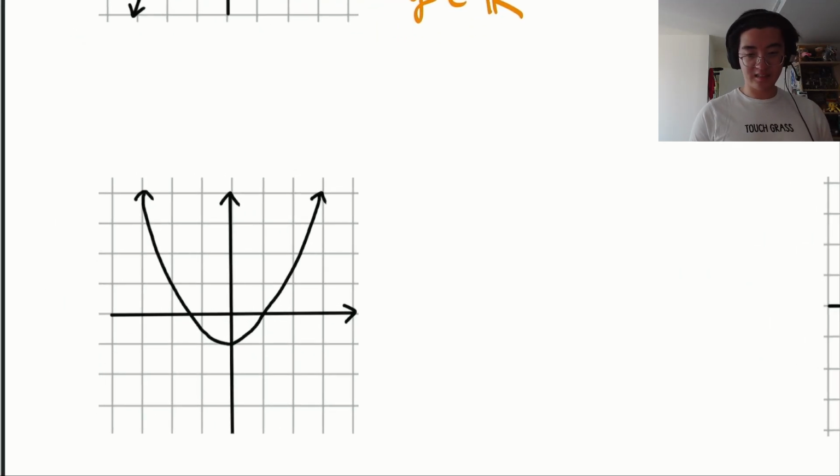Okay, next. Is this a function? Let's see. Drop the vertical line. And as you can see, as we scan this vertical line across the graph, at no point does it touch 2 points. So that's a function.